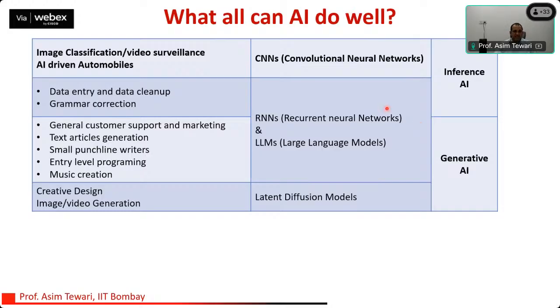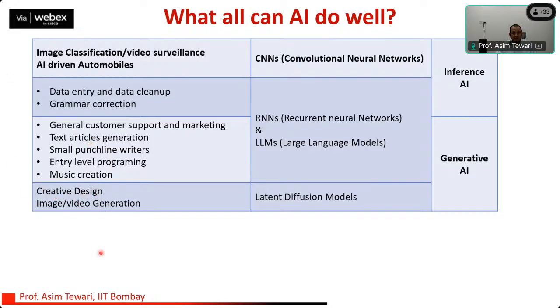This can be further extended to general customer support, marketing, text article generation, small punchline writing, entry level programming, music creation. All of these things AI can do quite nicely now. And these are beyond just the inference. So these things were the inference AI, but now we have generative AI, Gen AI, which generates things. But this Gen AI can go beyond just music, code, and text. It can also create videos and images.